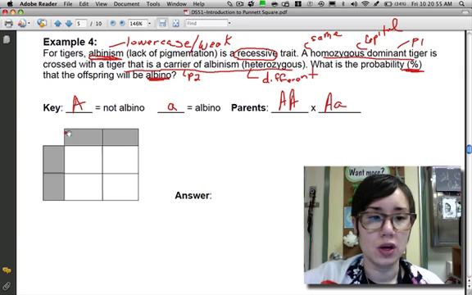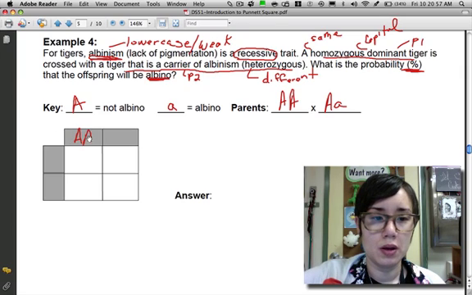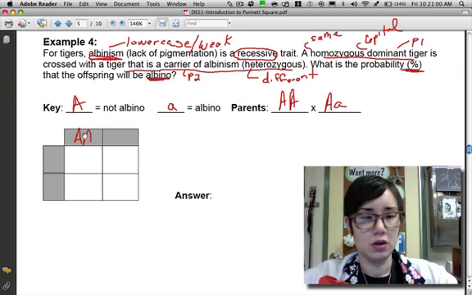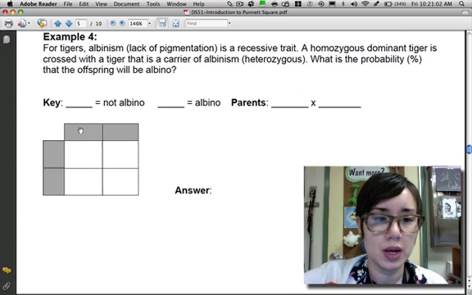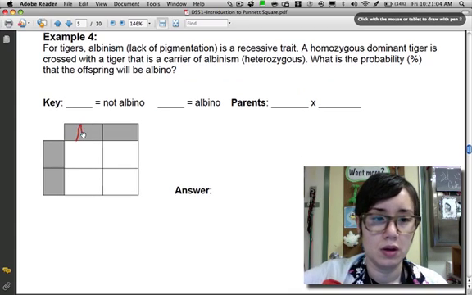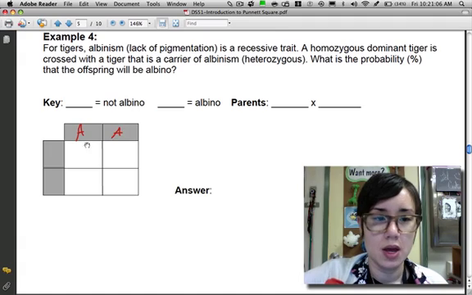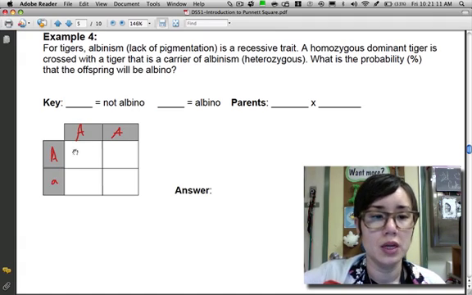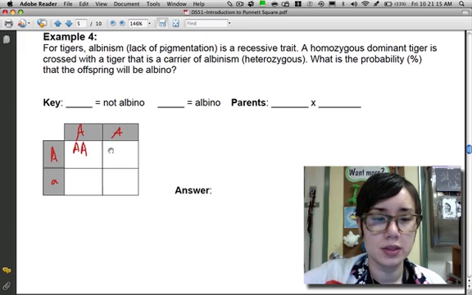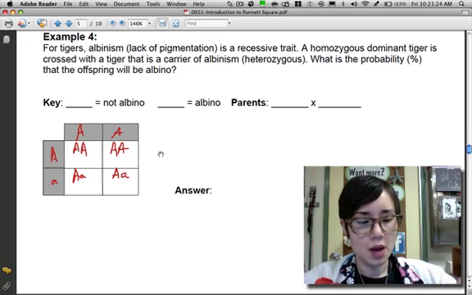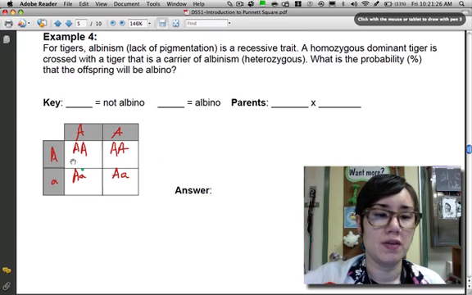Let's go ahead and fill in our Punnett square. I'm going to put my first parent here, 1 in each box, and I'm going to put my second parent here. All right, so let me go ahead and do my cross. I'm going to have big A in this box, big A in this box, big A, little a here, big A, little a here. I'm also going to go ahead and fill in what my phenotypes are going to look like.